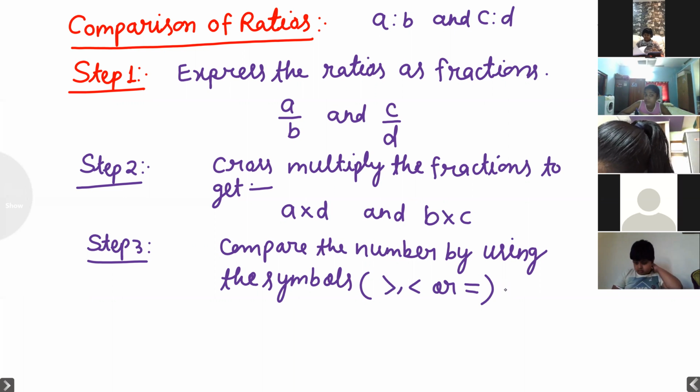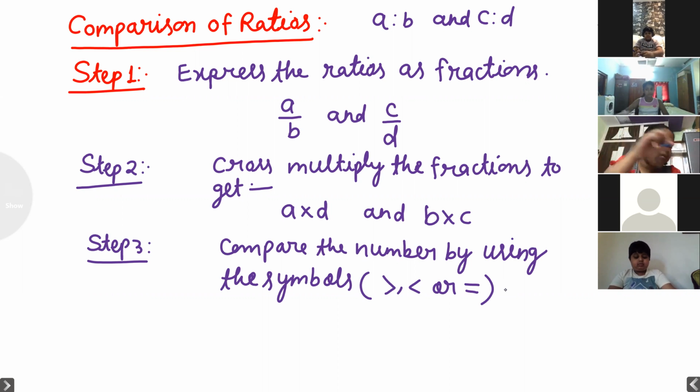What is the last step? Write the fraction in ratio form. That step I am not giving students. After comparing, you can write the fraction in ratio form. These are the main three steps. How to compare the ratio? Firstly, convert into fractions. Again, cross multiply. Again, compare the numbers by using the symbols. After that, we can write the fraction in ratio form. I hope you are getting my point, students.